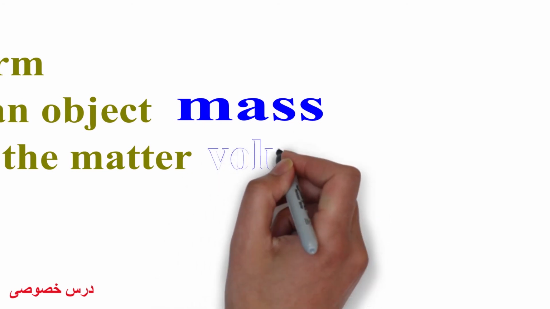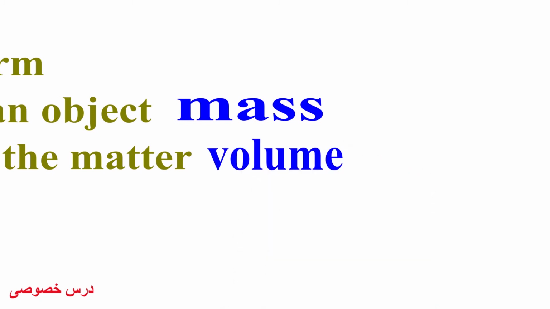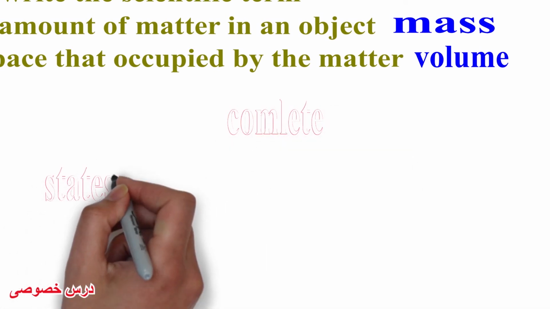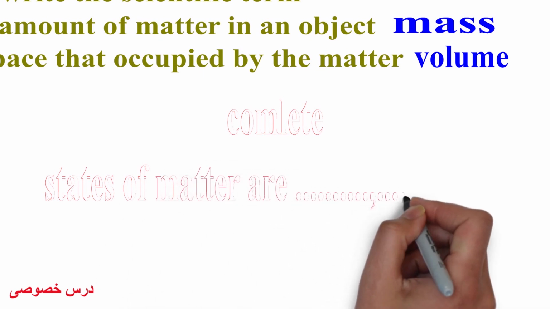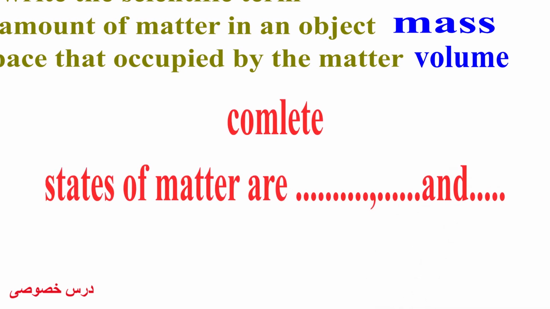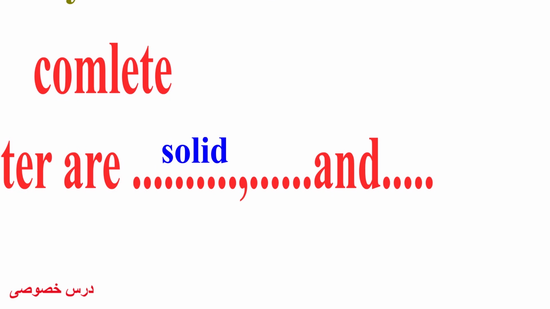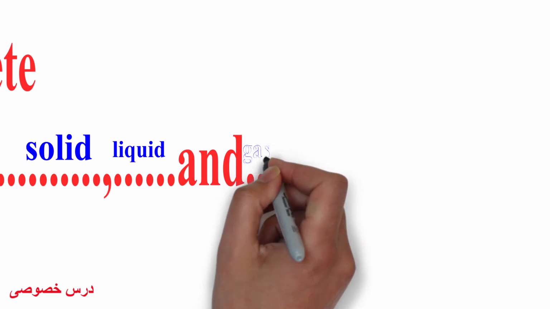Number 3. The space that is occupied by the matter. Yeah, again, when you hear space, remember volume. So the word space equals volume. The space that is occupied by the matter is called volume. Number 4, complete. States of matter are space, space, and space. Yeah, I know that we have 3 states of matter. Very good. Solid, liquid, and gaseous state.